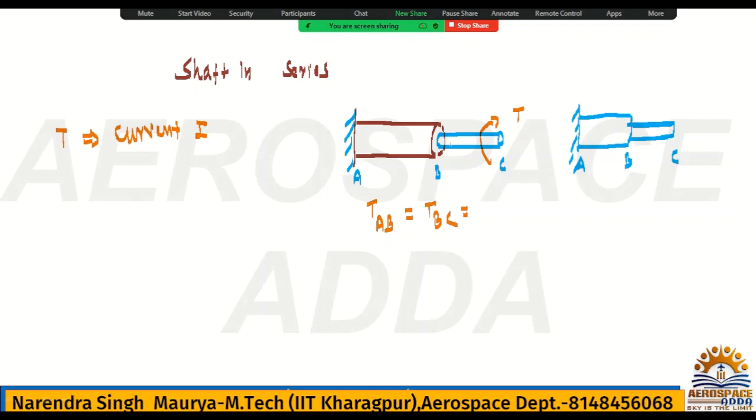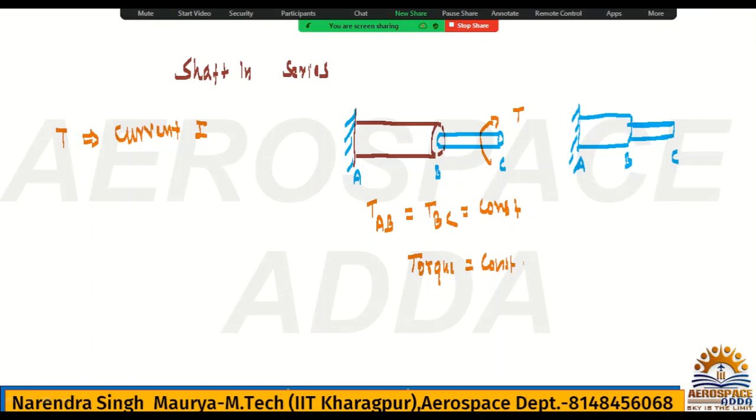I mean, if the number is increasing, like 2, 3, 4 shafts all in series, this torque will be constant across all the shafts. So hence we can say this torque is constant. That is the first point you need to remember. So what is the conclusion here? Torque is constant in a series combination or series arrangement.